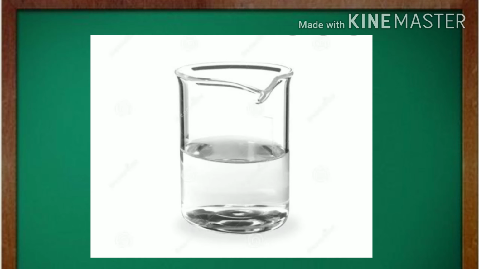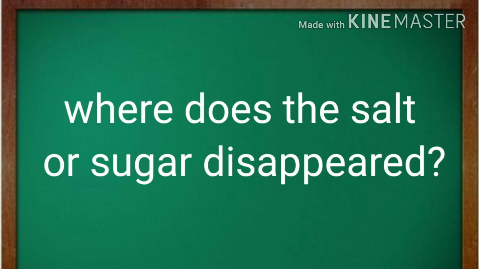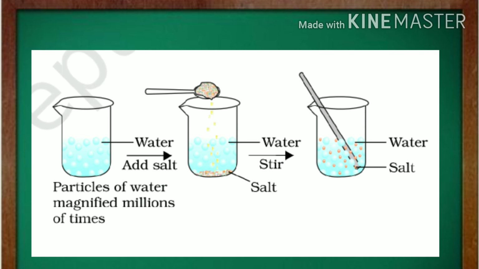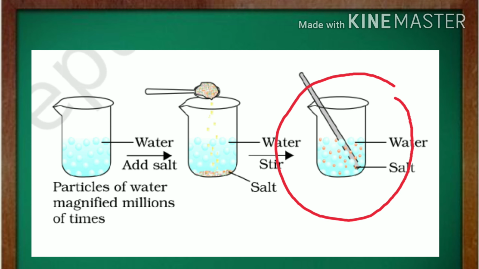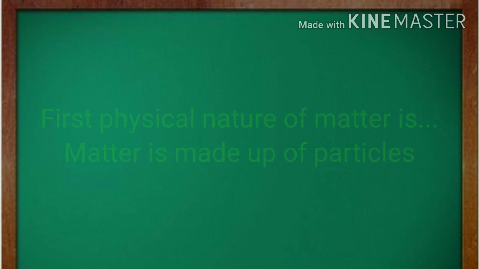Now observe the level of the water in the beaker, already marked. Is there any change? If there is no change, then what happened to the salt or sugar dissolved in the beaker of water? Where does it disappear? The conclusion of this activity is, when we dissolve salt in water, the particles of salt get into the spaces between the particles of water. So we confirm the first physical nature of matter: it is made up of particles.